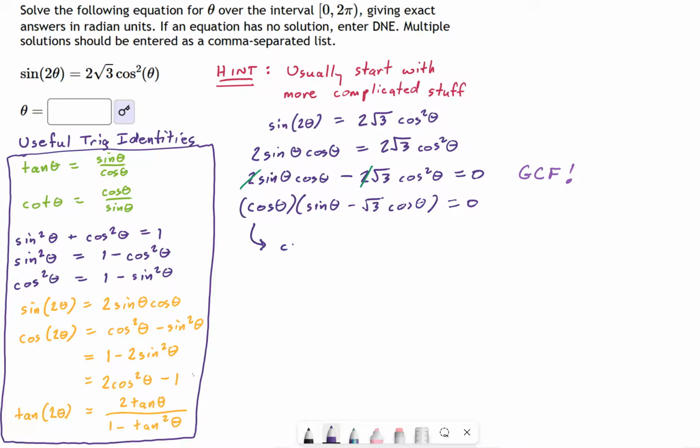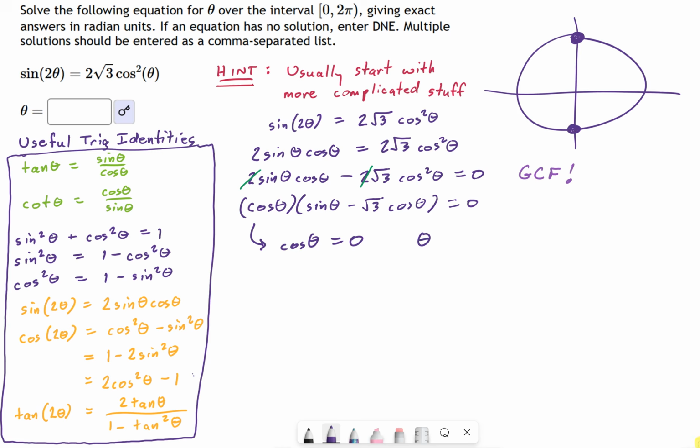So the first thing I'm going to solve is cosine theta equals 0. And that's pretty easy if you remember your unit circle, right? Where is the cosine equal to 0? Right here and right here, corresponding to the x coordinates where it's equal to 0. So this means theta equals pi over 2 and 3 pi over 2. Those are 2 of my answers. And now we move on to the next one.